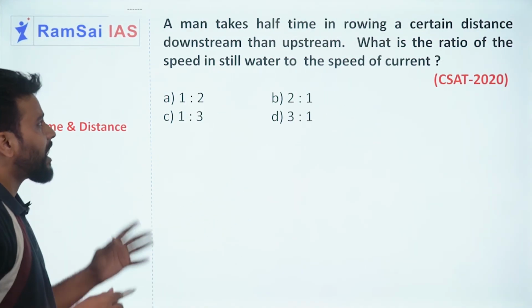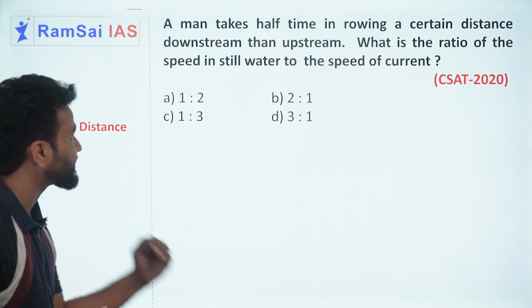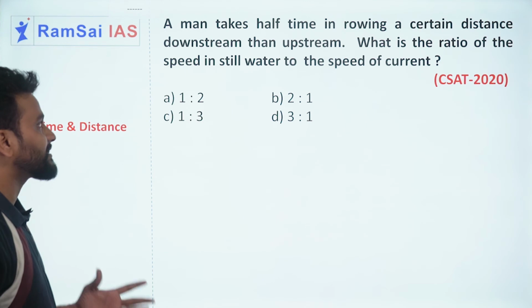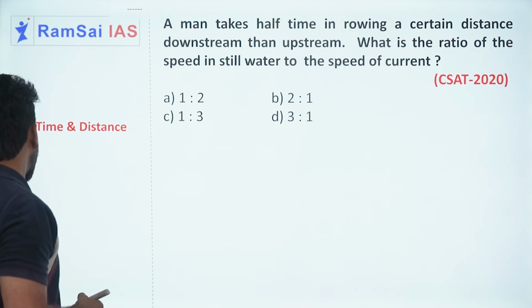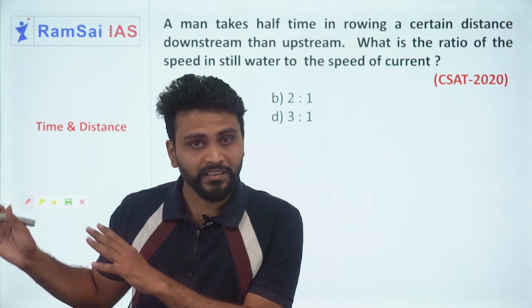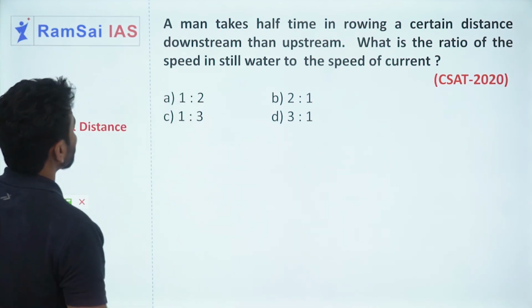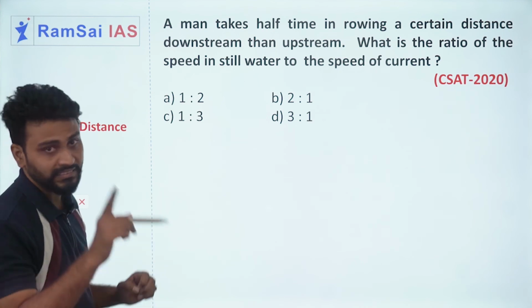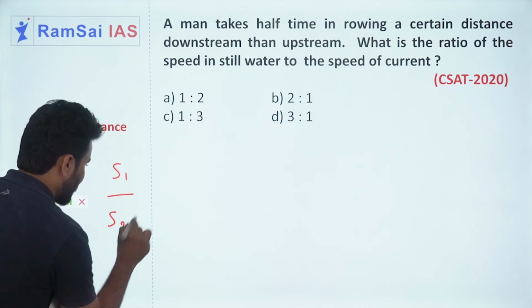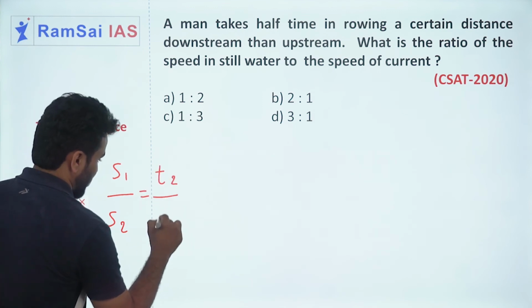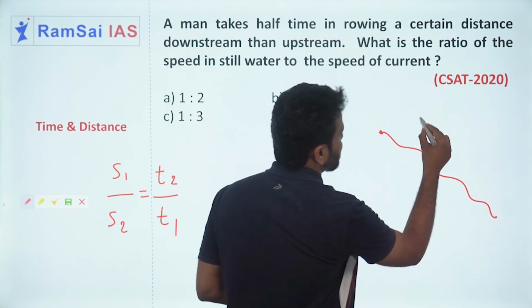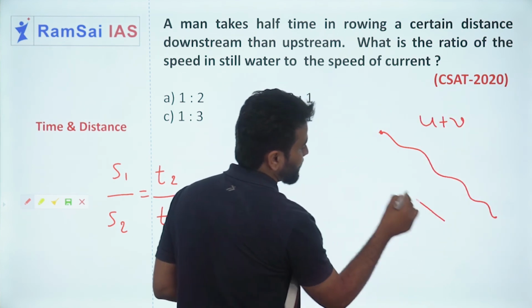A man takes half the time in rowing a certain distance downstream than upstream. So what is the ratio of the speed in still water to the speed of current? So it is a bit similar to the previous question, right? Now what is the relation between speed and time? Yes, inverse relation. I'll write it again. S1 is to S2 equal to T2 is to T1, right?